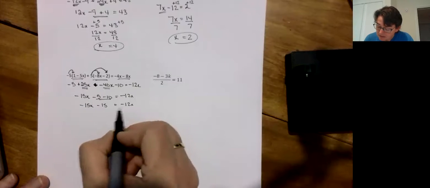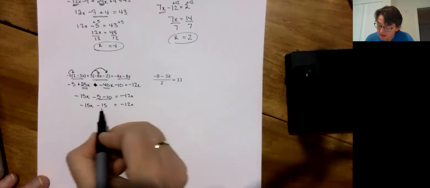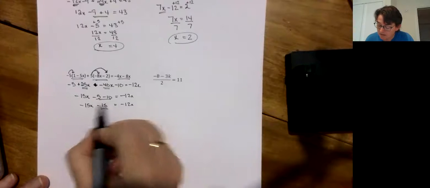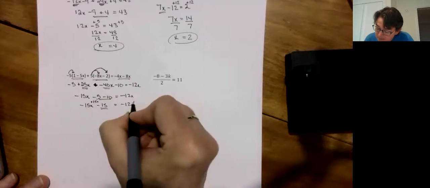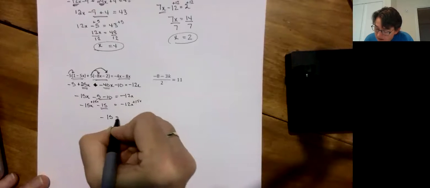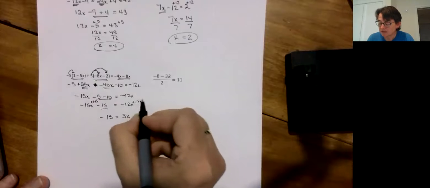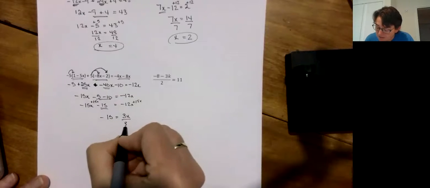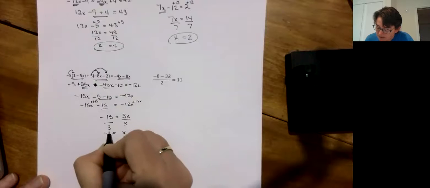It makes sense to move this 15x over to this side because we've just got numbers in one spot. So let's move our variables to the other side. So plus 15x. So minus 12 plus 15 is going to be 3x. 5 by 3. X is minus 5.